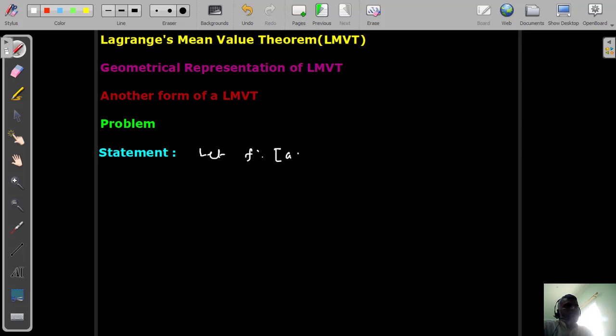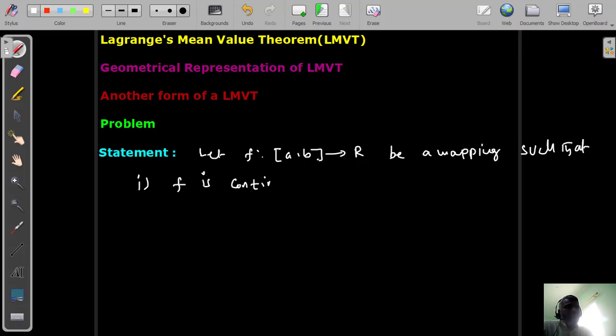f: [a, b] → R, whose domain is the closed interval a to b and codomain is the real number set R, be a mapping such that there are two conditions for LMVT. The first condition is f is continuous on the closed interval a comma b. The function is continuous on the closed interval a comma b. The second condition is f is differentiable or derivable on the open interval a comma b.